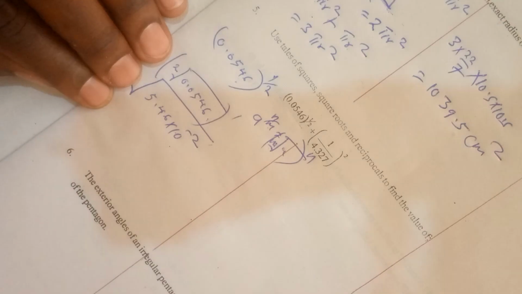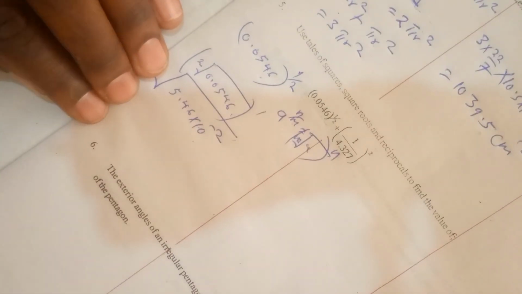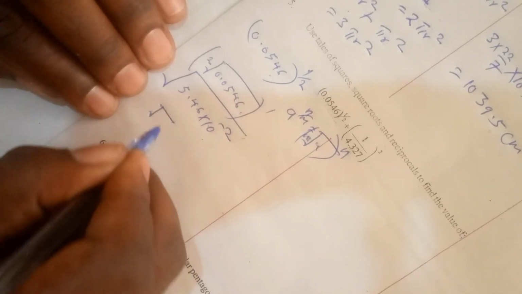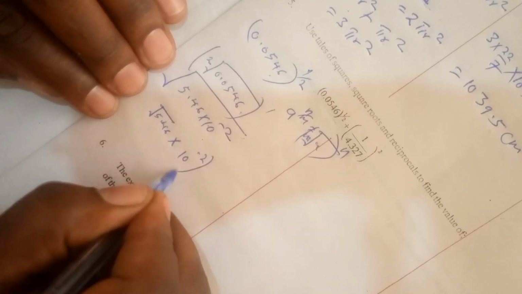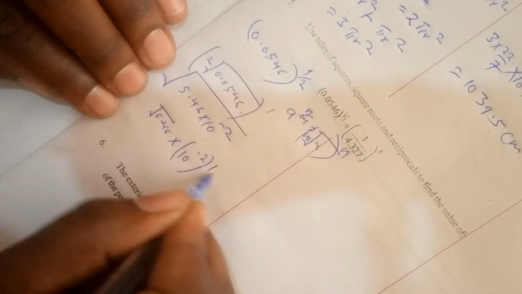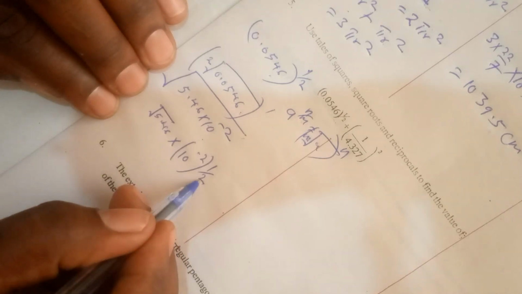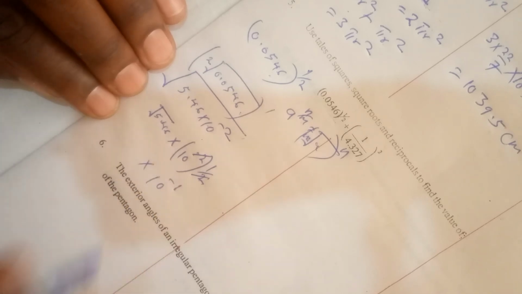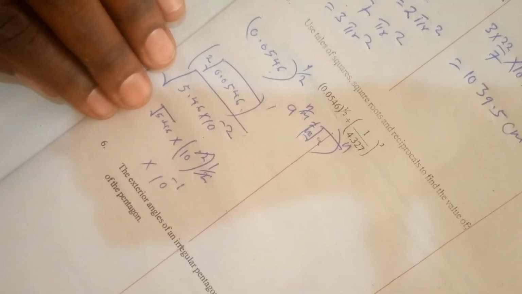But we are supposed to find the square root. When you are finding the square root of a number, it's like you are raising it to a half. So it's like I'm saying the square root of 5.46 times 10 raised to negative 2, which is like raised to a half. Are you getting that? So when I raise a half with this one, these two will cancel, so you are getting times 10 raised to negative 1. What remains is finding the square root of 5.46 using our mathematical tables.